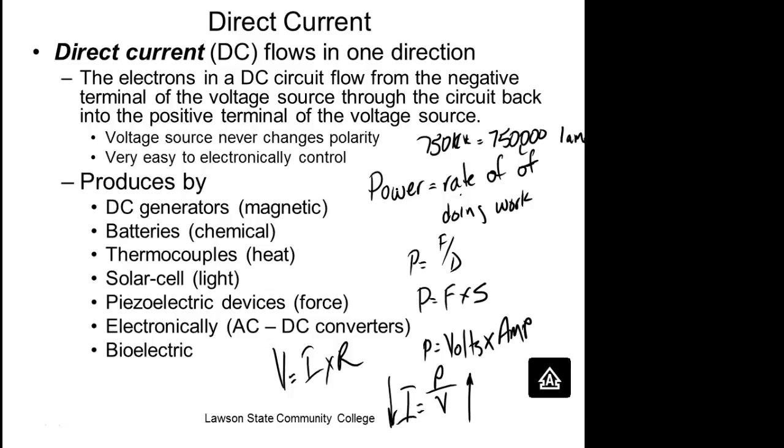Understand that. So what do we have? So DC. Y'all use this all day. DC generators, batteries produce it chemically. DC generators produce it magnetically. Thermocouples, we use these to measure heat. They produce it by heat. Solar cells, we see those all over the place now. These produce it by absorbing the energy from sunlight and changing it over to a different potential.